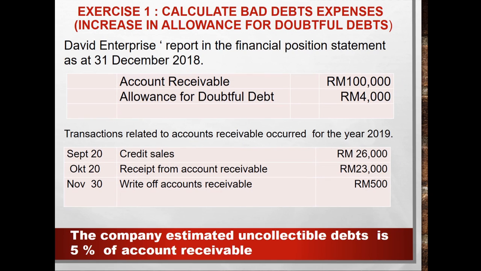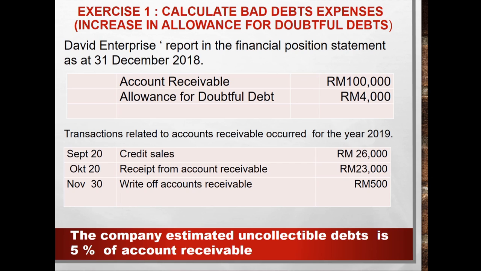Now we look at example number one. Calculate bad debt expenses or increase in allowance for doubtful debts. David Enterprise reports in the statement of financial position as at 31st December 2018 an accounts receivable balance of 100,000 and allowance for doubtful debts of 4,000.